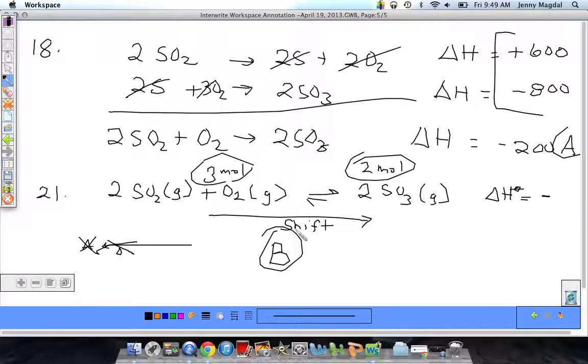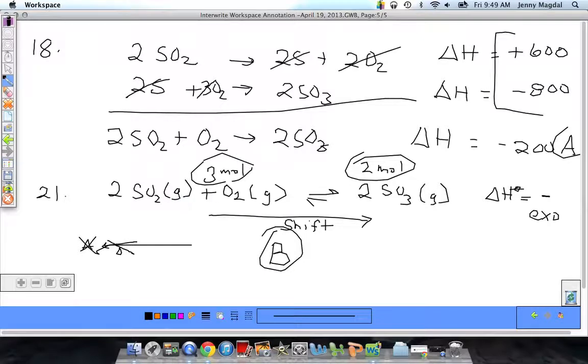If I used a catalyst, it would just decrease the activation energy, so the rate would increase in both directions, so that wouldn't do anything to the equilibrium. And then if I increase temperature, that goes towards the endothermic side. Since delta H is negative, it is exothermic, so it's going to shift towards the reactant side instead.